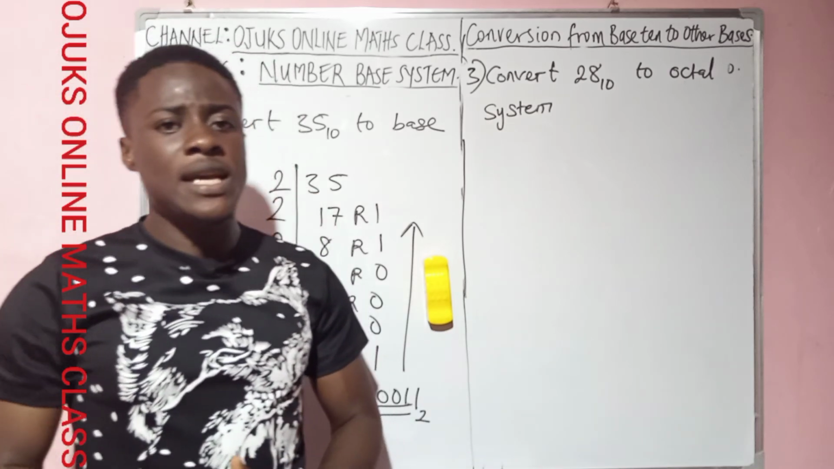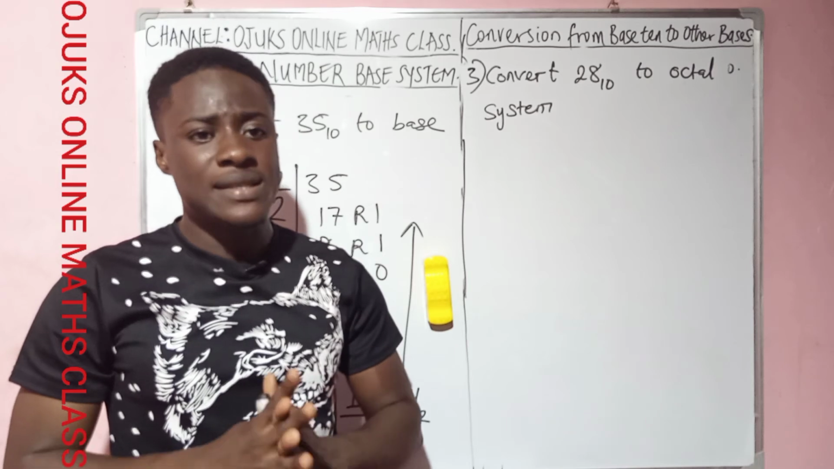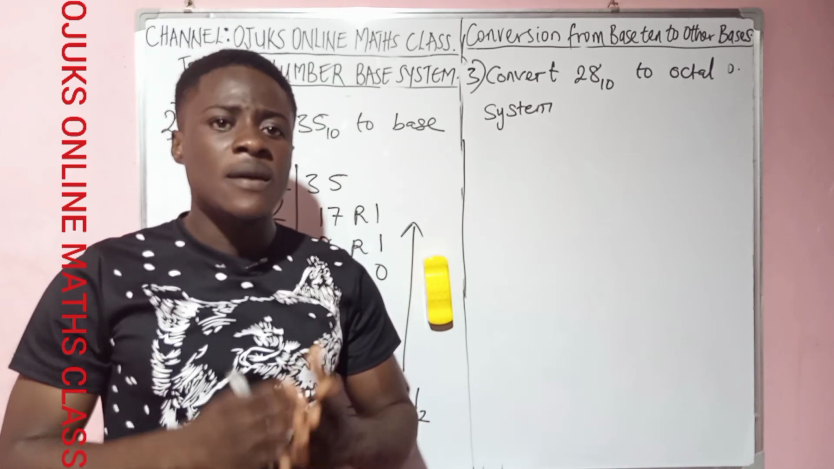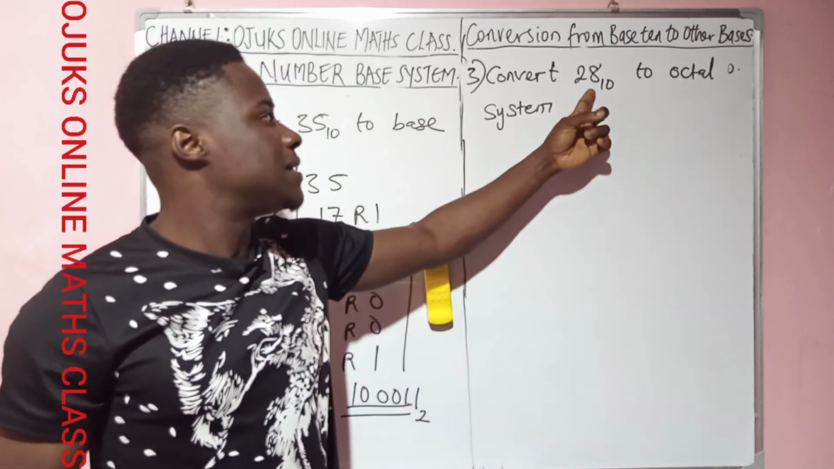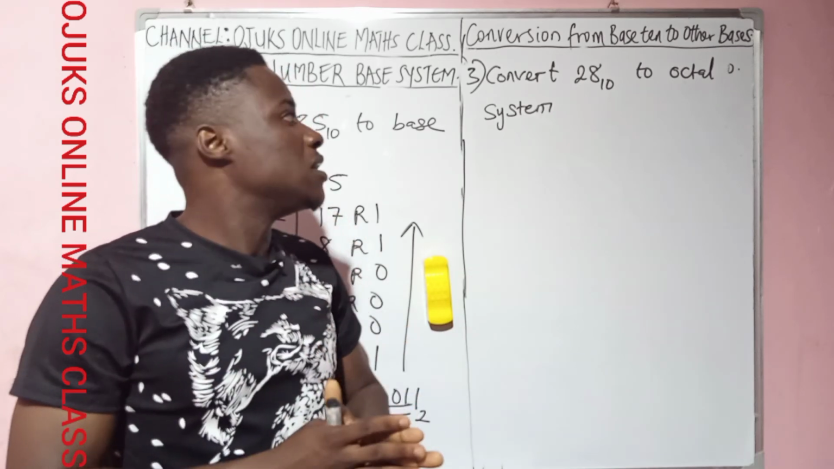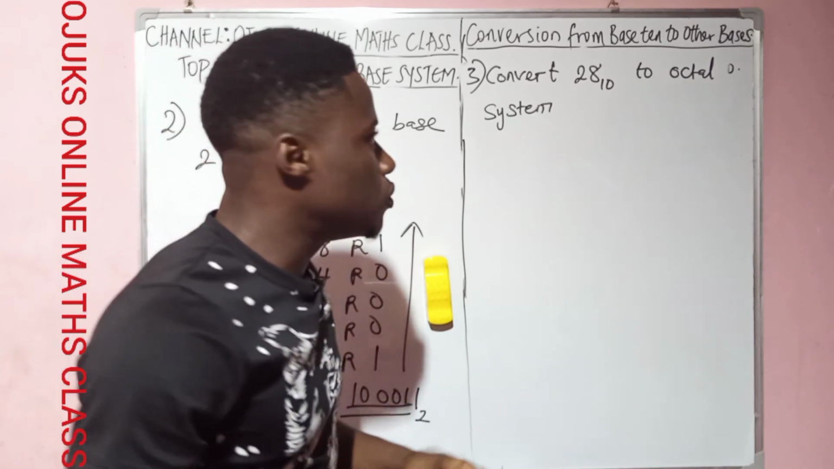How do we convert 28 base 10 to octal system? It is very, very simple. It just involves the same process, repeated division. If you want to convert a number in base 10 to any other base, simply divide the result successively by the base you are converting to.